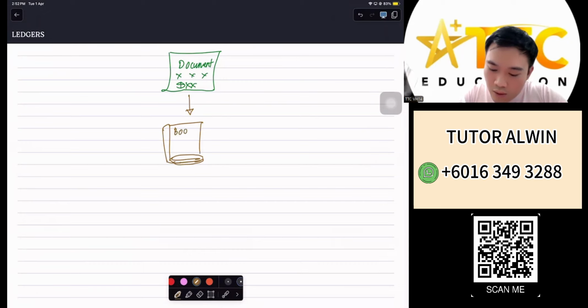Books of prime or original entry. We have our journals, our cash book, and our petty cash book. Now, this is done daily.